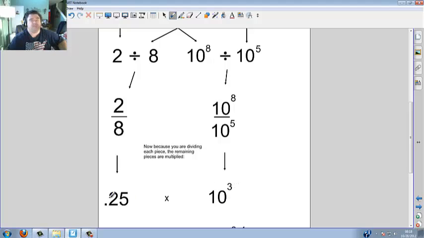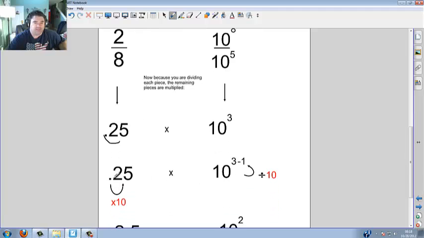But remember, this has to be between 1 and 9.99 or 10.0. So we've got to times by 10. If I times by 10, I've got to take away 10 here, as shown.